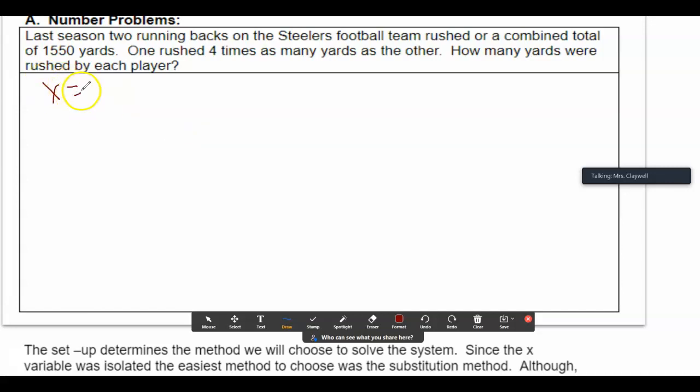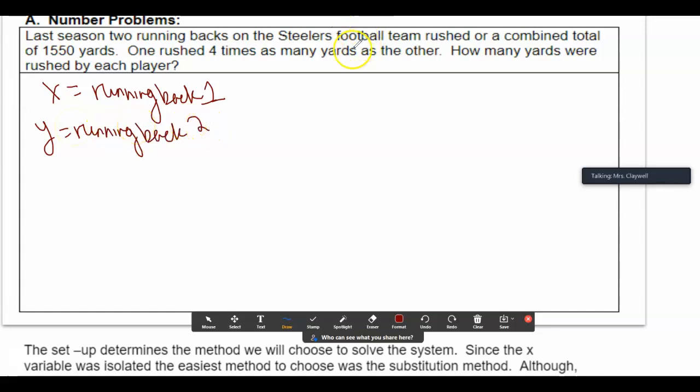So X is going to be running back 1. Y is going to be running back 2. And this is yards rushed.